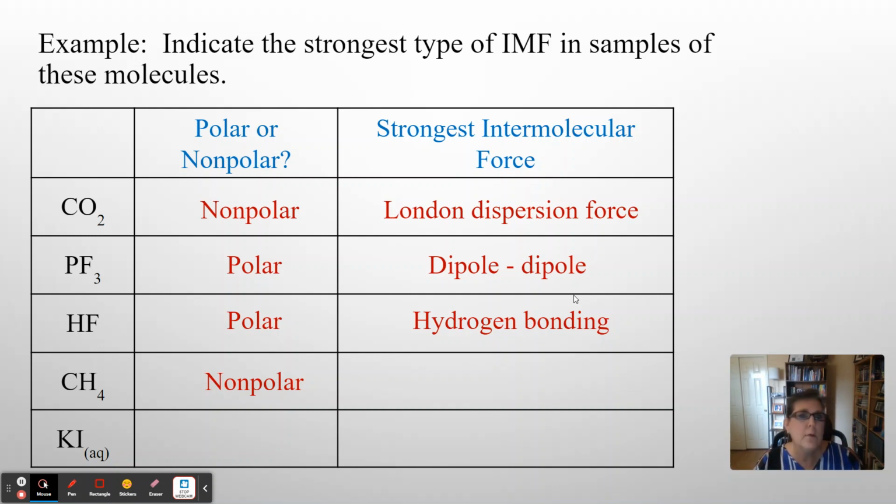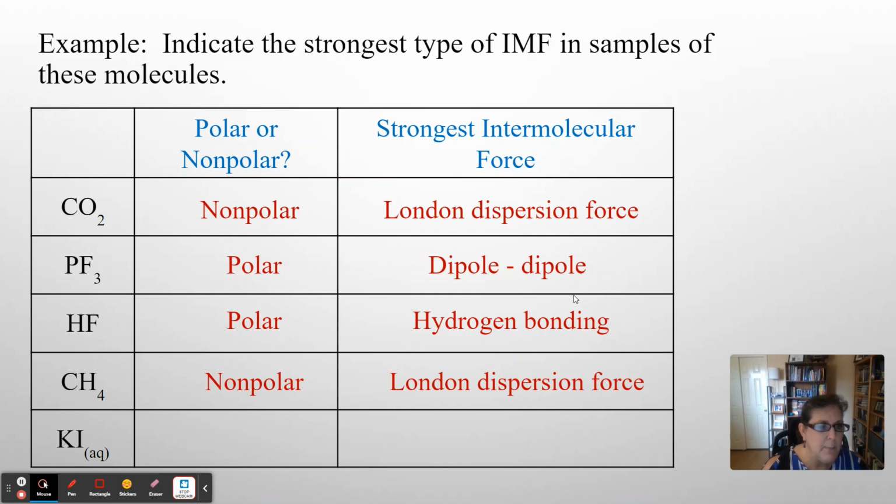C2H4, C3H8, C6H10, anything CH is nonpolar. Don't waste your time doing a Lewis dot structure. It's nonpolar. What force goes with nonpolar? You're correct if you said London dispersion force. Good job. The last one looks different.